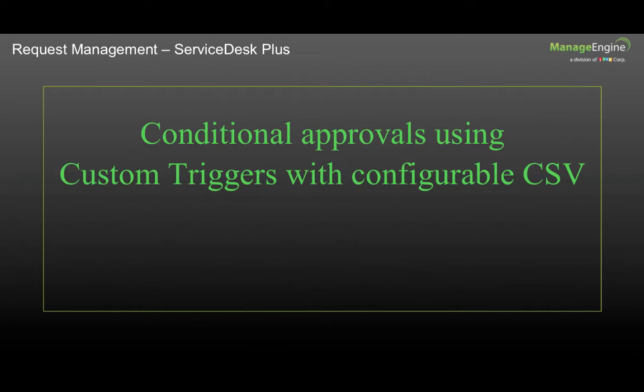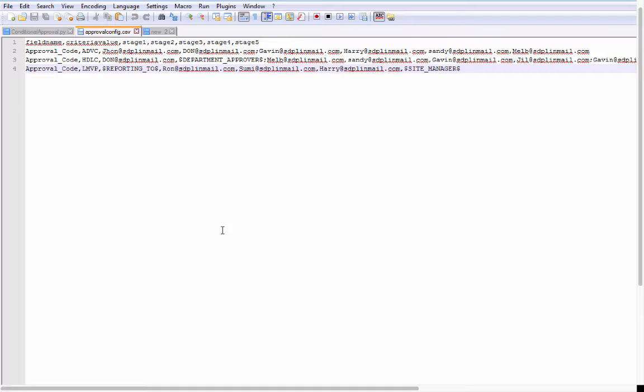In this video, we will see conditional approvals using custom scripts. In my environment, I have given approval codes for every user and have set different approvers in each stage for every code the user selects. All this is configured in a CSV file as shown.